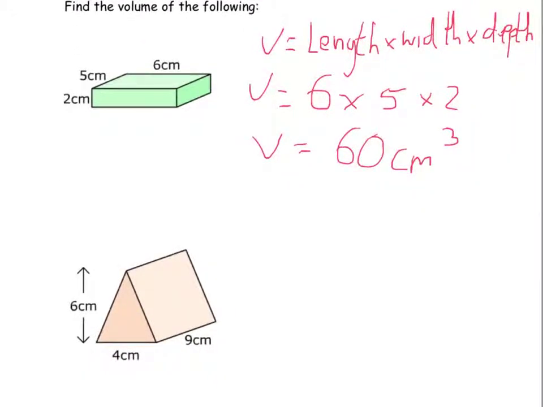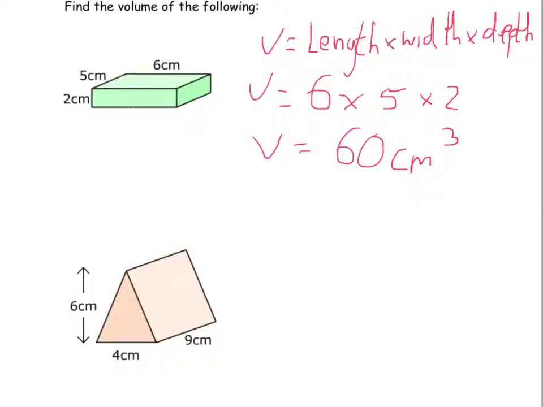Another thing you might be asked to find the volume of is a triangular prism. Now remember back to when we found the area of a triangle. How is the area of a triangle related to the area of a rectangle? Well, a triangle is half of a rectangle. Likewise, a triangular prism is half of a cuboid. So what we do is we find the volume of the entire cuboid and then we're going to halve the answer to get the volume of a triangular prism.